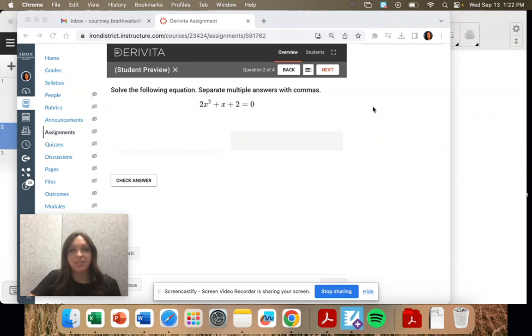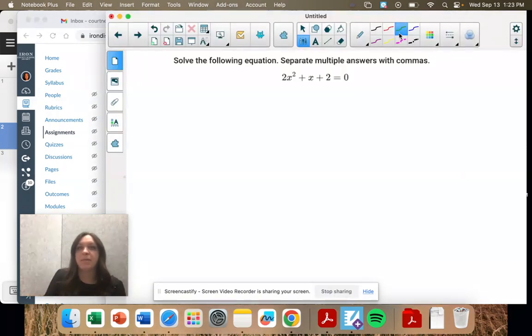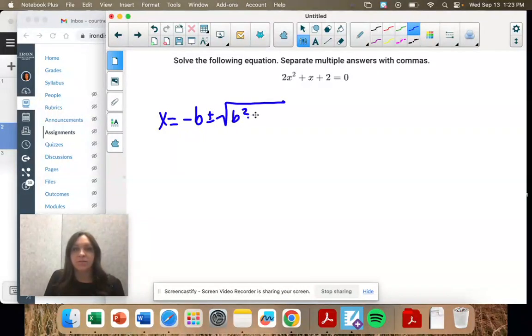Solve the following equation, separate multiple answers with a comma. So remember, we're using the quadratic formula, and we need to find A, B, and C to plug into that. So that comes from standard form.